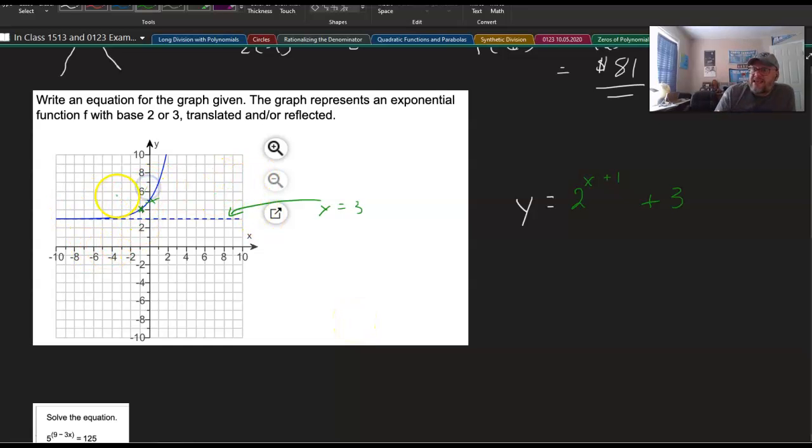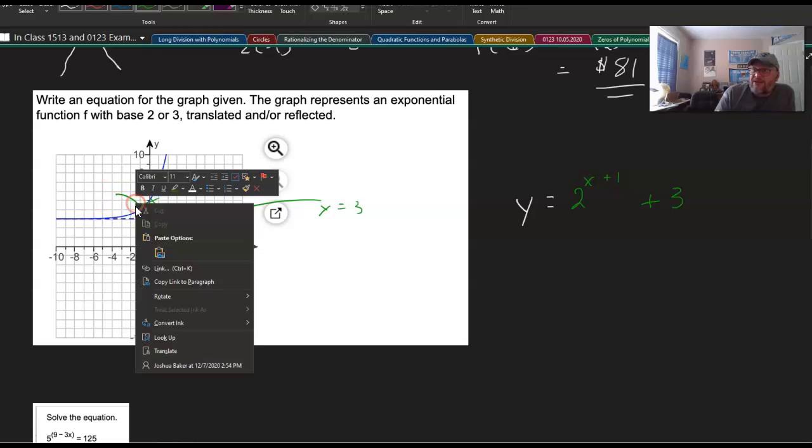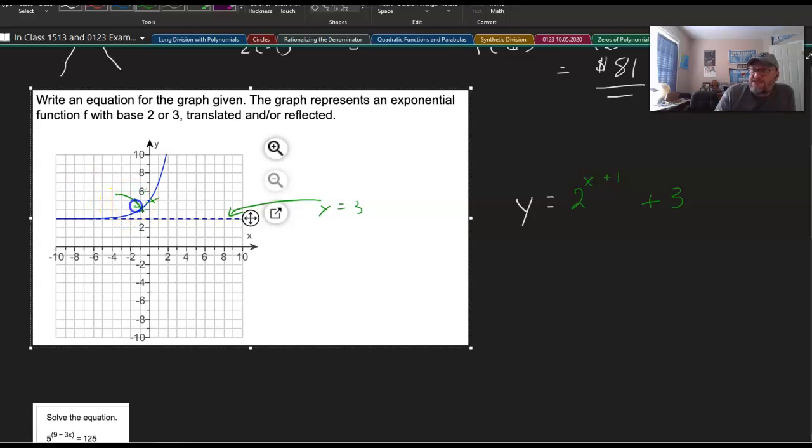You can see that this point right here is the point (-1, 4). And so that's one value off of this asymptote, okay? So this would correspond to like our normal y-intercept, okay? Then I see that we also have this point right here of (0, 5).